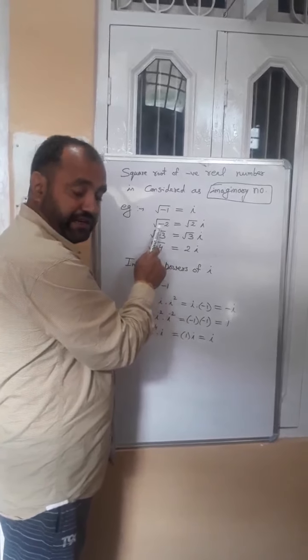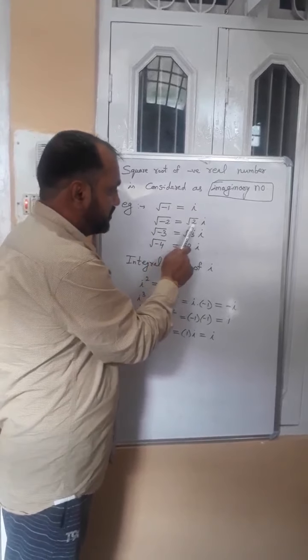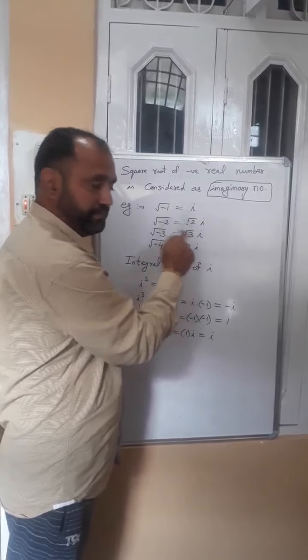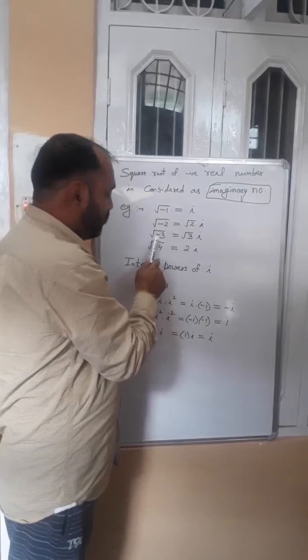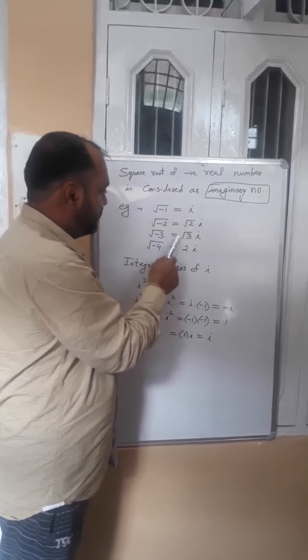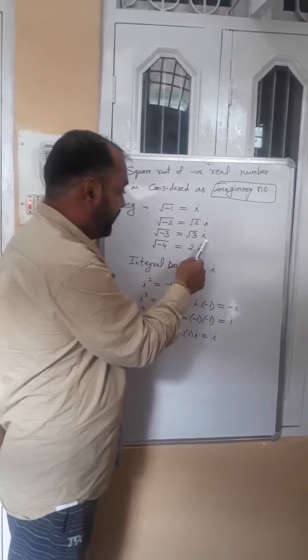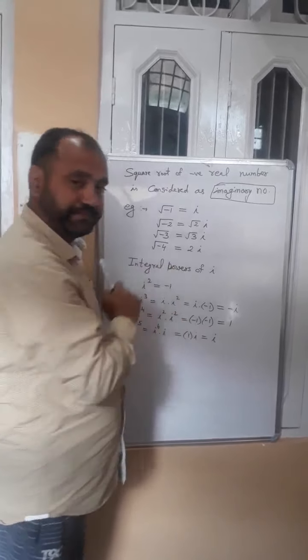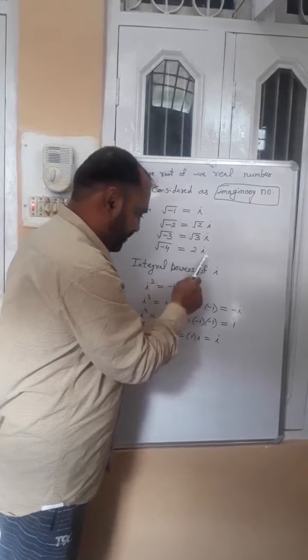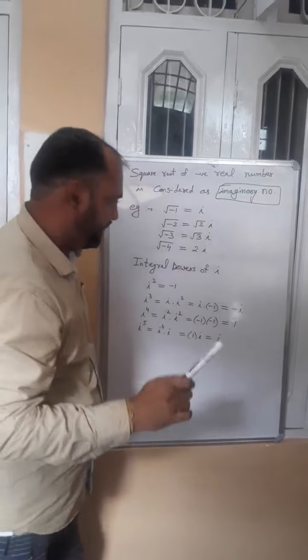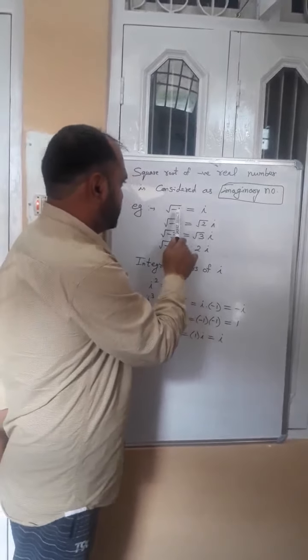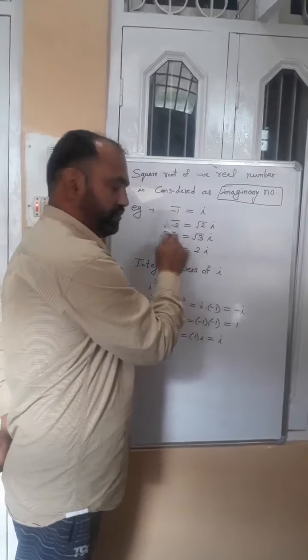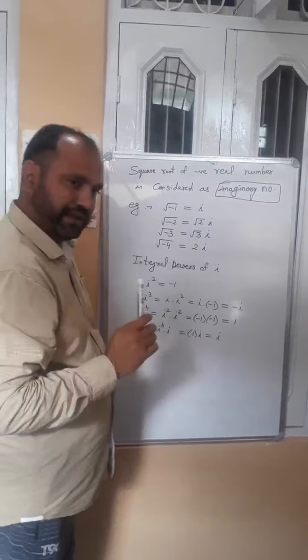Square root of minus 2 is equal to square root of 2 into iota. Square root of minus 3 is equal to square root of 3 into iota. And the square root of minus 4 is equal to 2 iota, right? It means this iota is equal to the square root of minus 1.